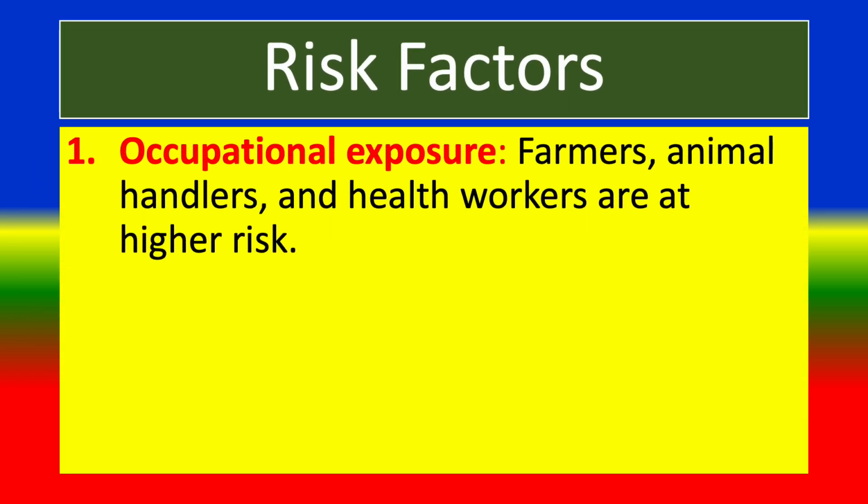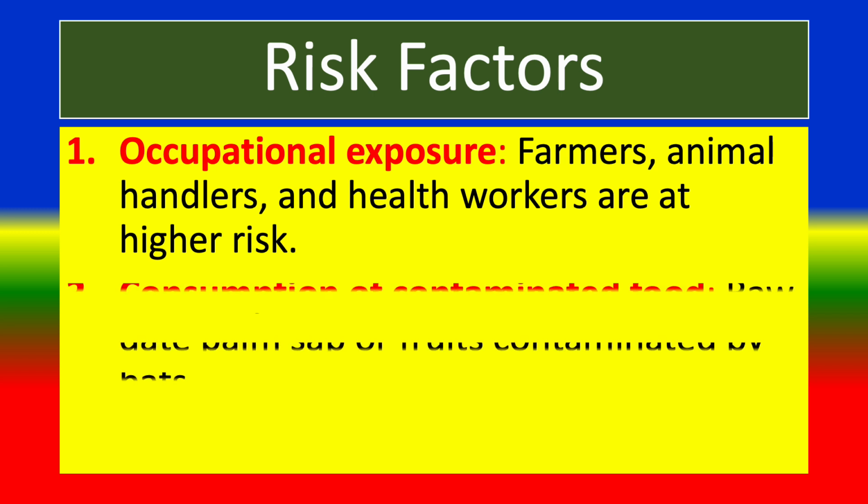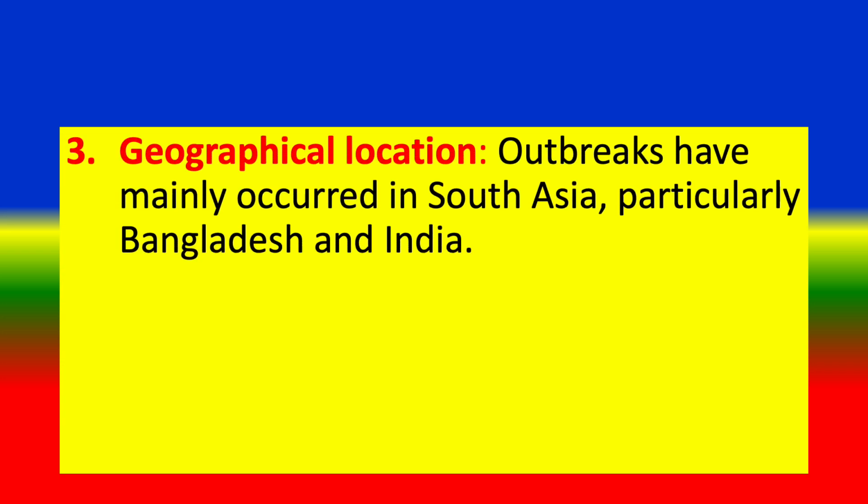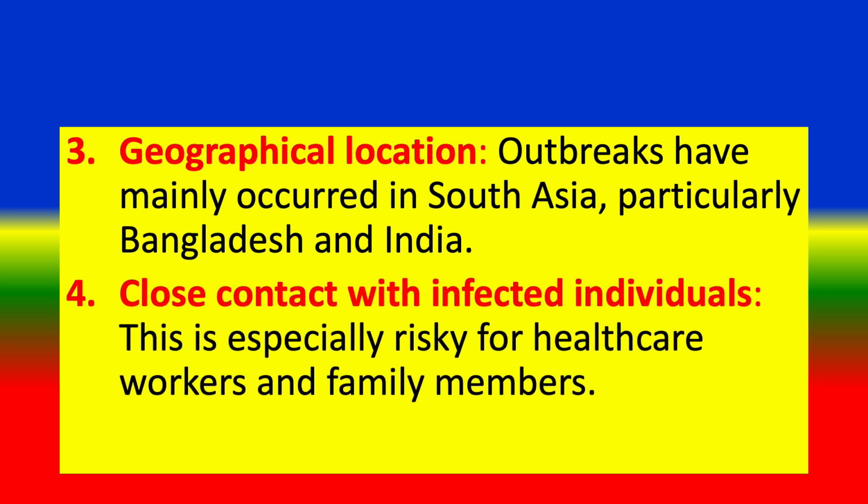Risk factors. 1. Occupational exposure: farmers, animal handlers, and health workers are at high risk. 2. Consumption of contaminated food, raw date palm sap or fruits contaminated by bats. 3. Geographical location: outbreaks have mainly occurred in South Asia, particularly Bangladesh and India. 4. Close contact with infected individuals, which is especially risky for healthcare workers and family members.